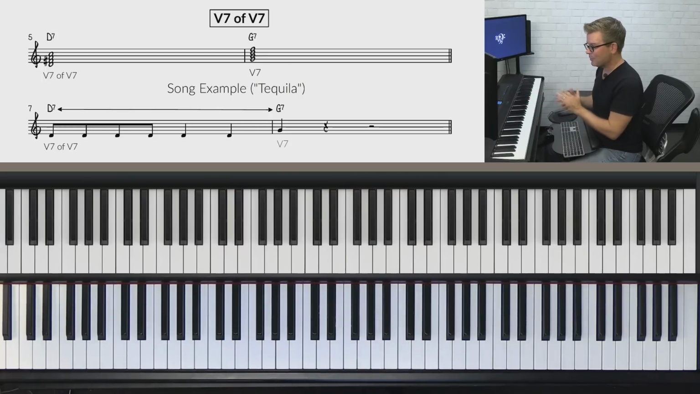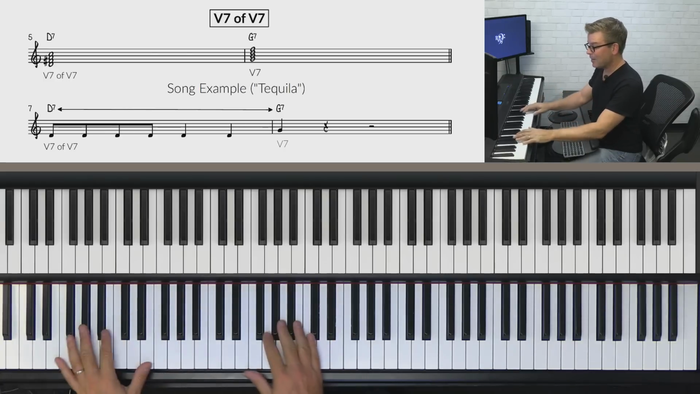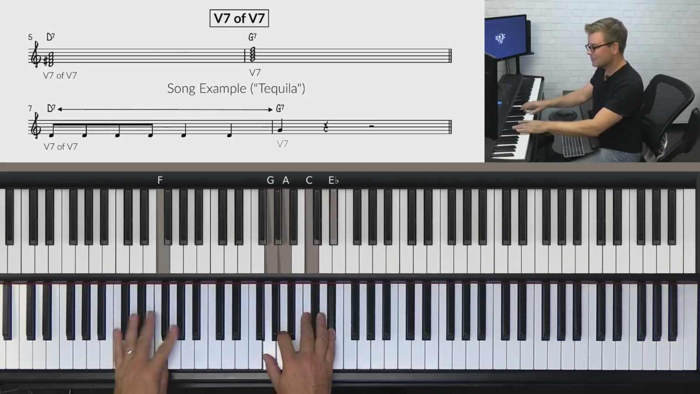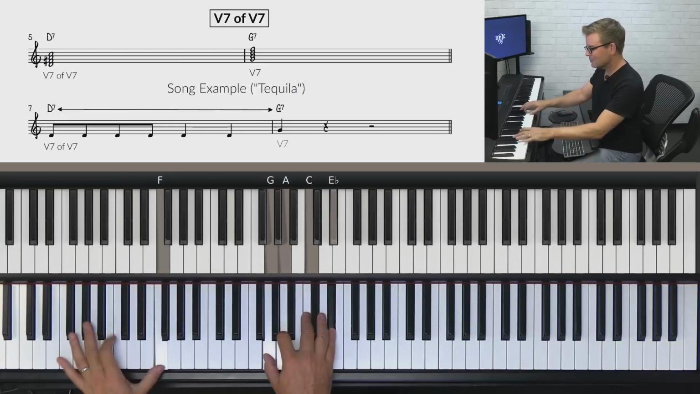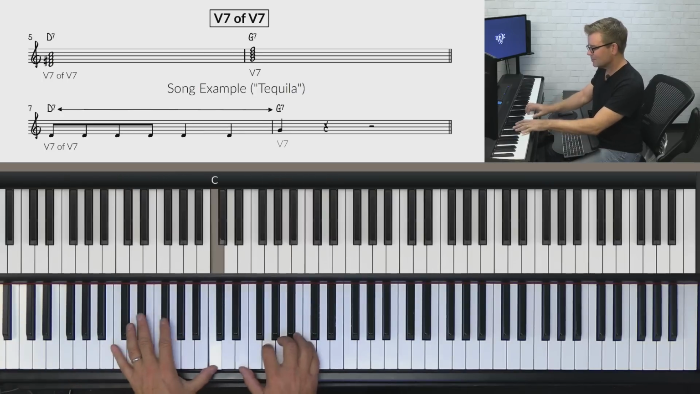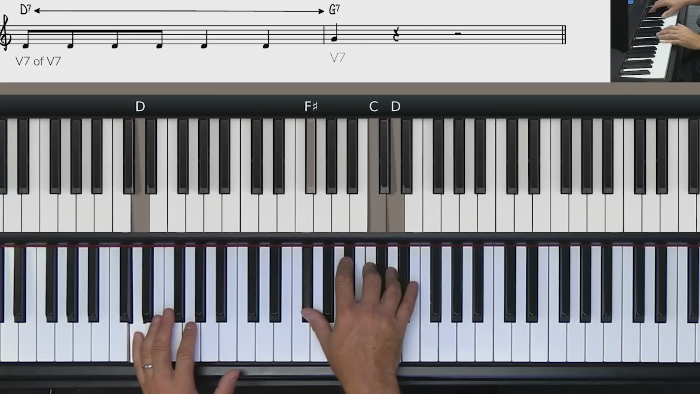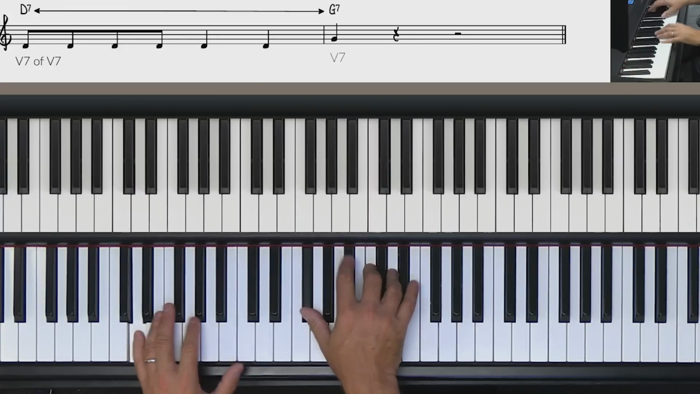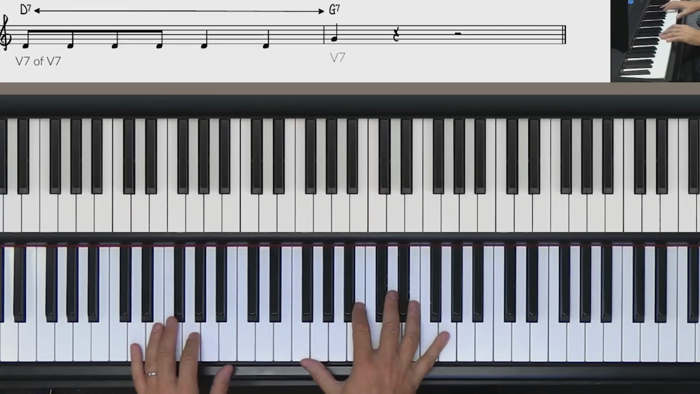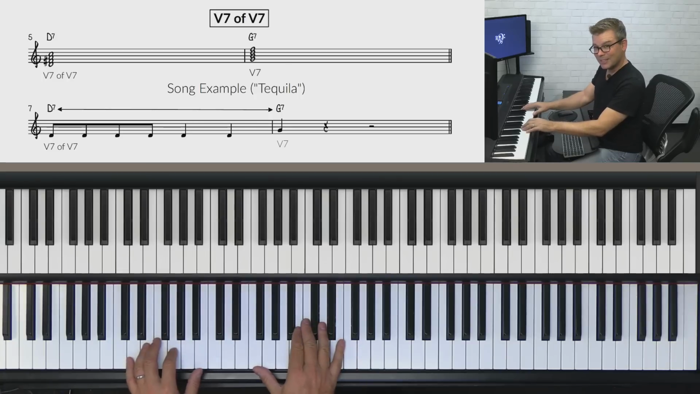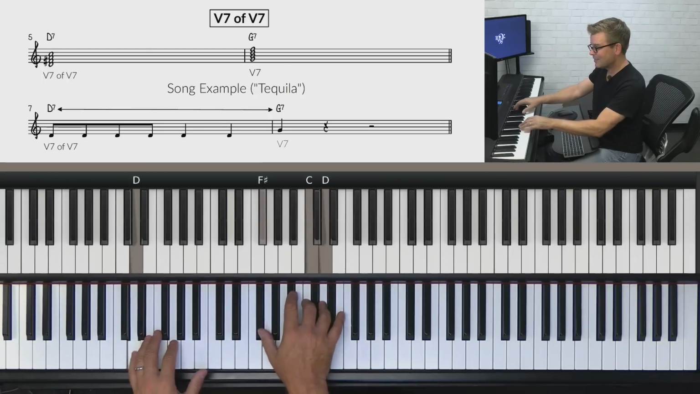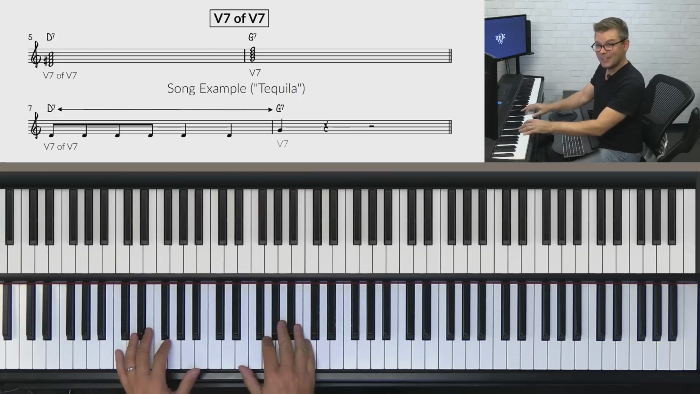And there's a great example of this, for example, the song I played at the introduction, Tequila, where we have the bridge that goes, and we have this chord right here, a D7, again going to the V chord in the key of C, which is a G7. So we have a D7 to a G7, and then back to C.